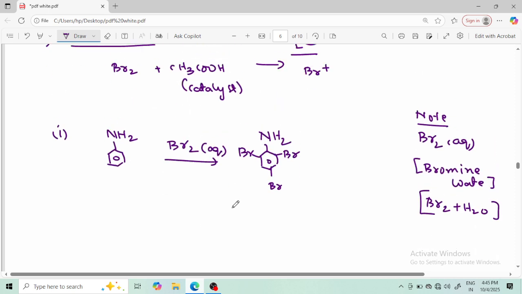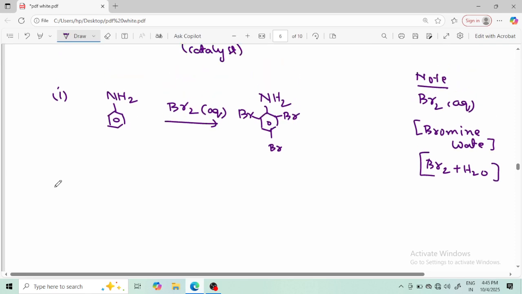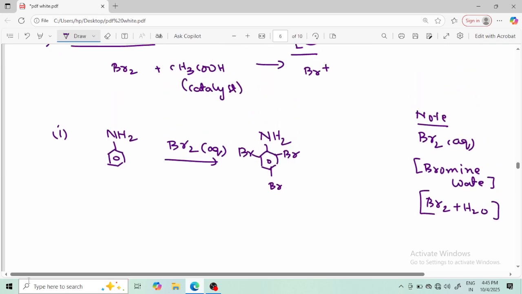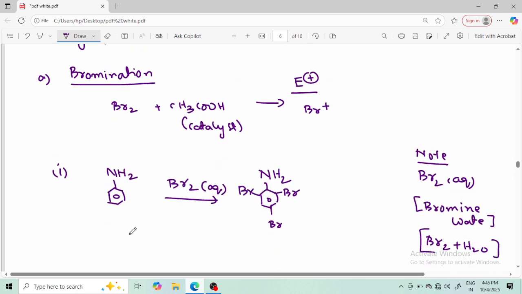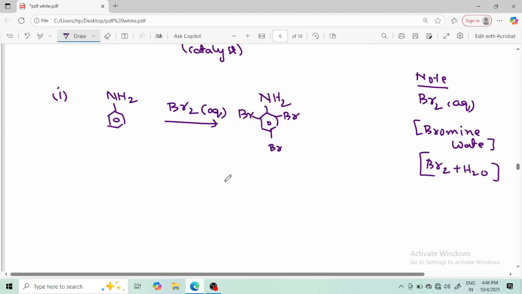And since you did not control its power, you are getting this one. But now let's say that I'm using the same thing but after controlling it. So what will be the case here? Under bromination, forget about this bromine water and stuff. Just remember that first step, we are doing the reaction of aniline with bromine without controlling it. So we'll get these 3 products.